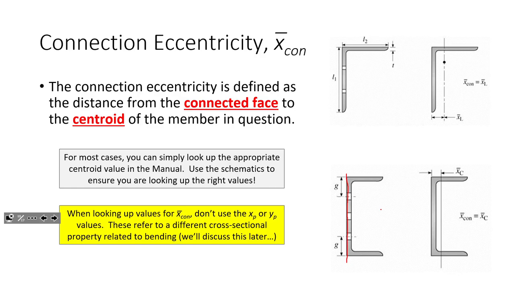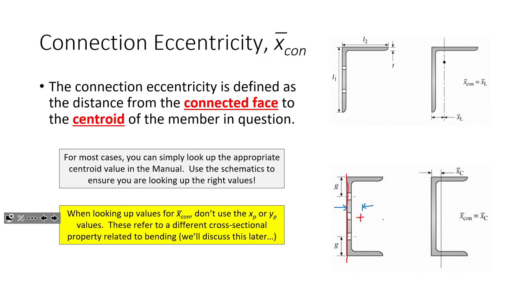Well, it's a channel. The centroid's probably about right there. Is that fair? So if that's the case, then this distance right here, that's X bar. And fortunately, for most rolled shapes, the X bar is just a lookup. We just need to look up the X bar value and use it.